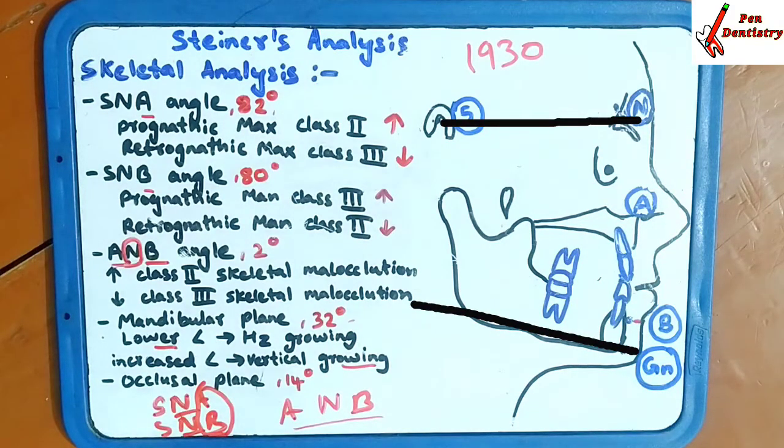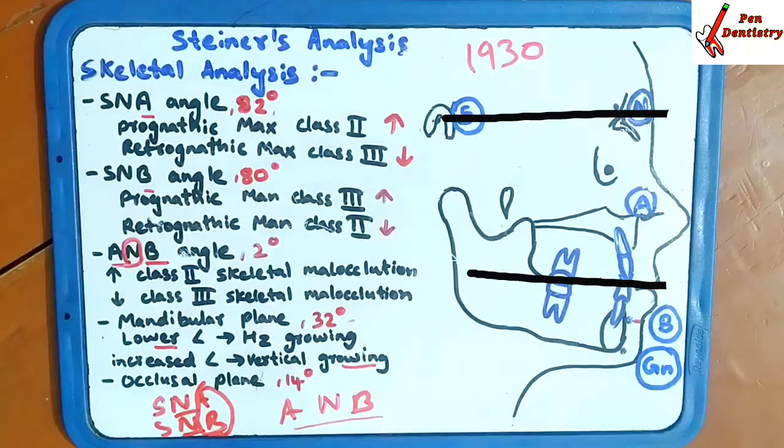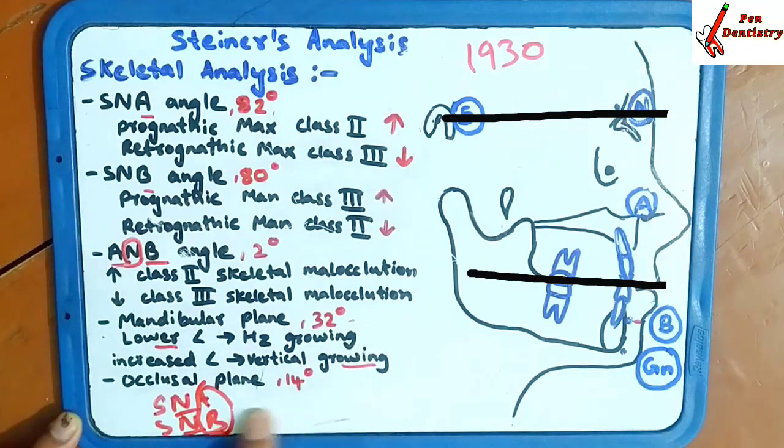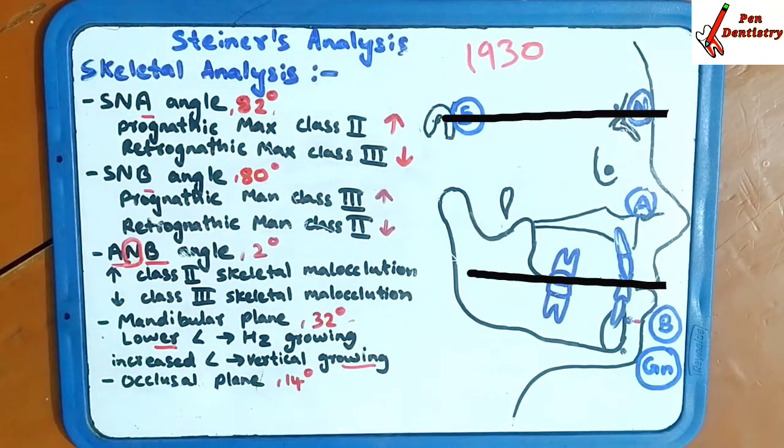Okay, and the last one is the occlusion plane. The occlusion plane is a line passing through the overlapping cusps of the first premolar and the first molar. As I have told you, the mean angle is 14 degrees. This indicates the relationship of the occlusion plane to the face and the cranium, that is, the occlusion relation with the cranium as well as the face.